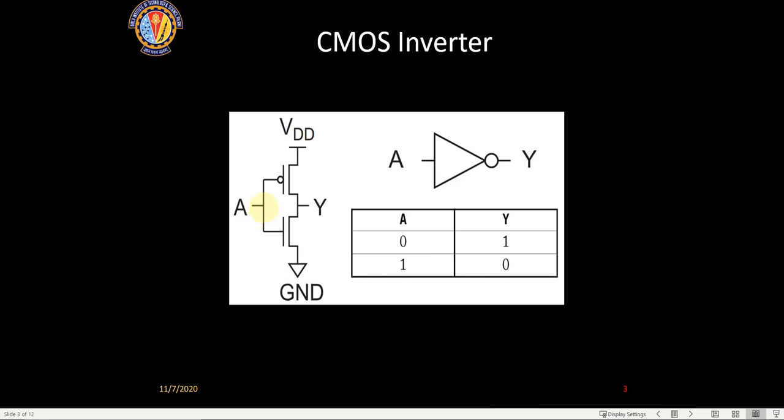So if I give 0 here, this switch will be open and this switch will be closed. If this switch gets closed, VDD will be available at Y, because PMOS is inverted logic. For 0 it is going to close this switch. When I give A equal to 1, this switch will become open and this switch will become closed. So Y gets connected to ground, and you will have a 0 output.